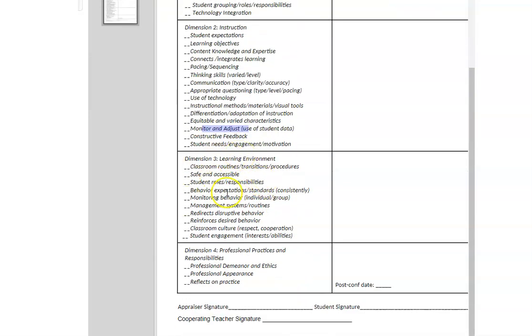The third is about your learning environment, where your classroom routines come in, classroom management, again student roles and responsibilities. I look for those things. I look for behavior expectations, you monitoring behavior, circulating the room, redirecting disruptive behavior, reinforcing classroom culture, engagement. The last is the professional practices, which is basically your demeanor and ethics, your professional appearance, and then once again, reflection.